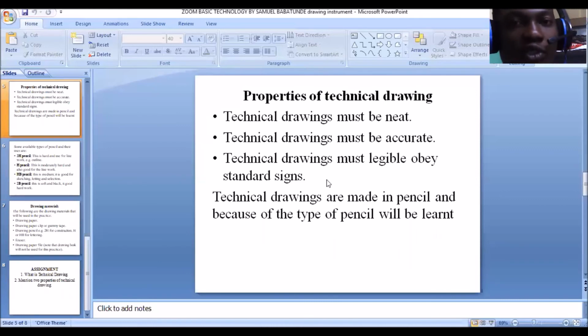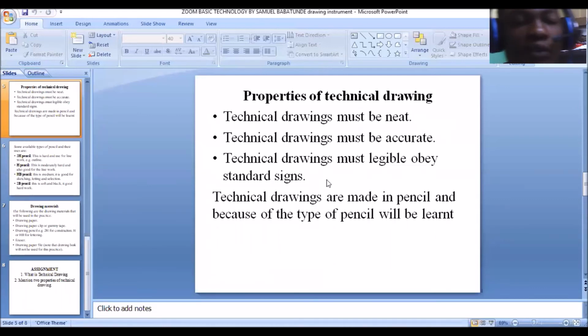Then we look at the various properties of technical drawing, because we say technical drawing is not a drawing that you just do with your free hand. It's not a freehand sketch. No, it is an accurate drawing. And for this, the technical drawing must be neat. It must be accurate, must be legible, and obey standard signs. There are some standard signs that are there for you in technical drawing. You must obey them, like your outline, your title block.